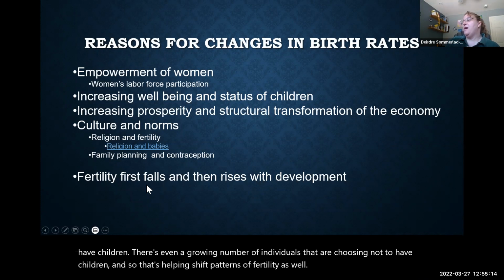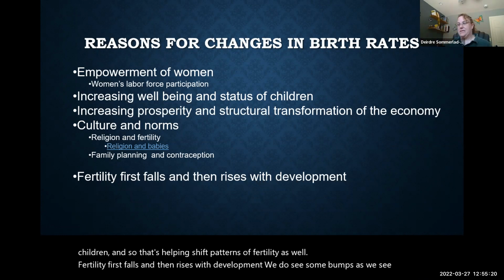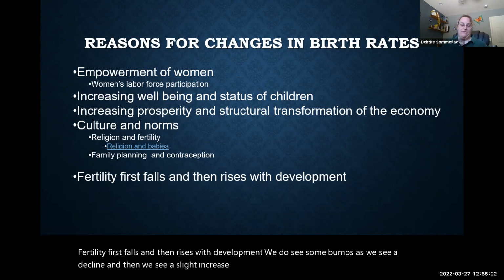Fertility first falls and then rises with development. We do see some bumps as we see a decline, and then we see a slight increase, but then it tends to level off. And we saw that in a number of the charts.